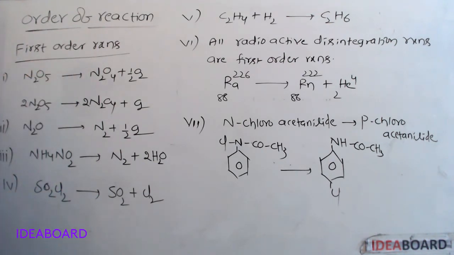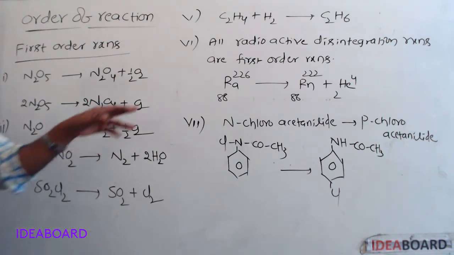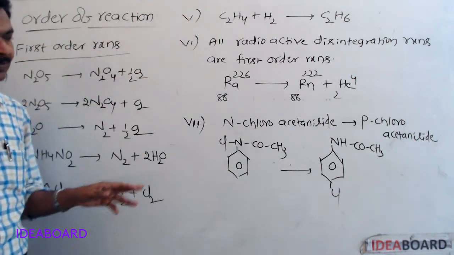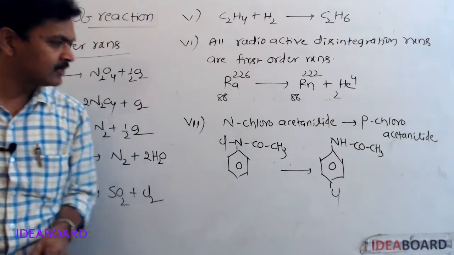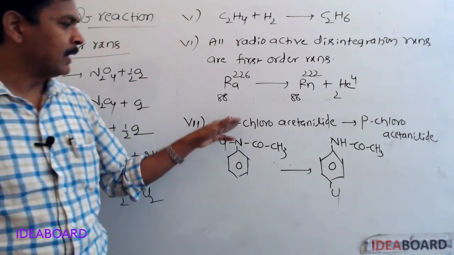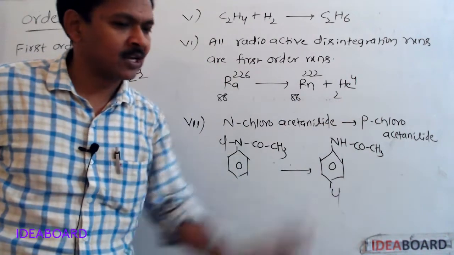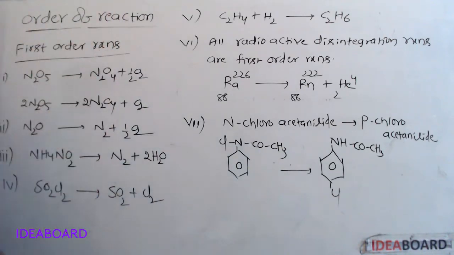Decomposition of N2O5, decomposition of N2O, decomposition of ammonium nitrite, decomposition of SO2Cl2, hydrogenation of ethylene. Next, all radioactive disintegration reactions. Next, N-chloroacetanilide into parachloroacetanilide. All these are first order reactions.